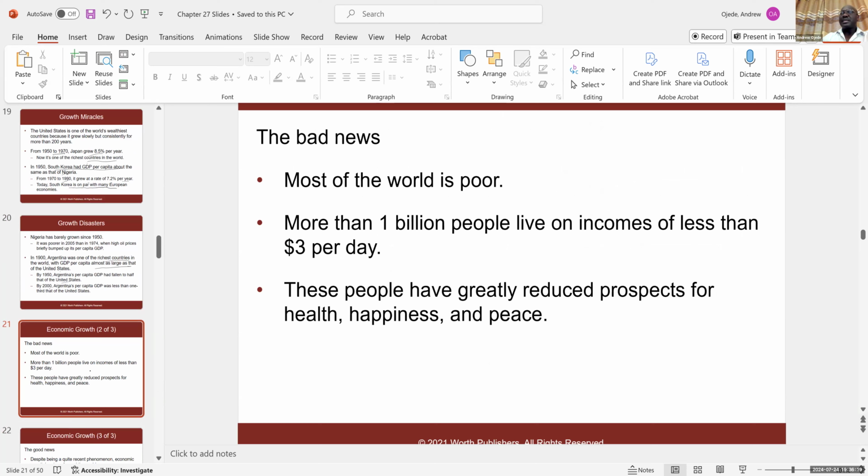Argentina is one of those classic cases. So let's talk about the bad news about economic growth and income around the world. Most of the world is poor. That is a fact. More than 1 billion people live on incomes of less than $3 per day. I mentioned this earlier. These people have greatly reduced prospects for health, happiness, and peace because of poverty.